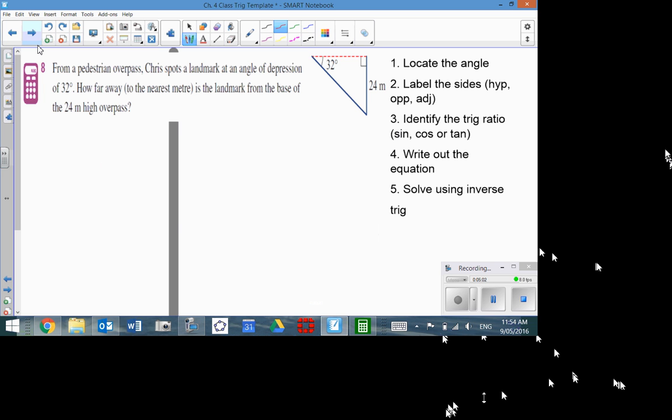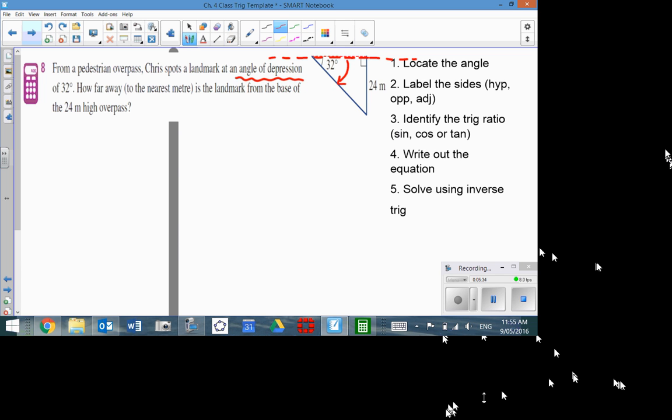So for this example, we're looking at from a pedestrian overpass. Chris spots a landmark at an angle of depression of 32 degrees. So now, if you guys think about this angle of this dotted line that I'm drawing, let's think of that almost like the horizon, right? That's kind of a flat line that's parallel to the ground. An angle of depression just drops down from whatever line that you're referring to, okay? So an angle of depression is a drop, whereas the elevation is a lift.